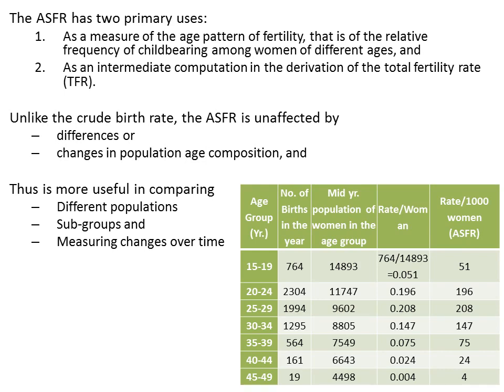There is an example of calculation of age-specific fertility rates. The table gives the age groups in the leftmost column, the number of births occurring in that age group, the mid-year population of women in that age group, the calculation of the rate per woman, and finally multiplying by 1000 to obtain the rate per 1000 women in that age group.